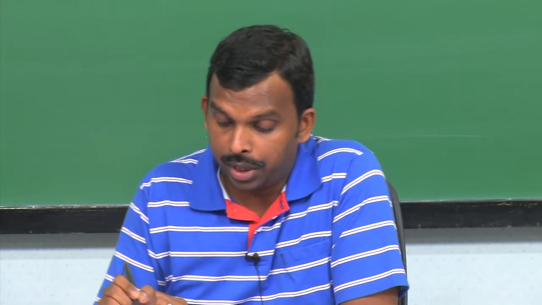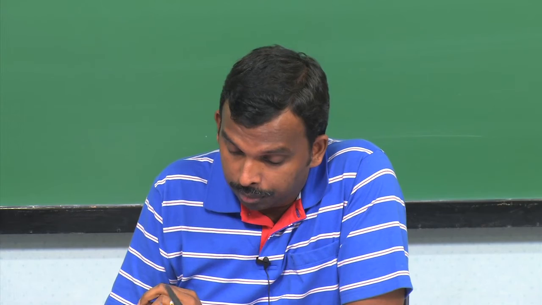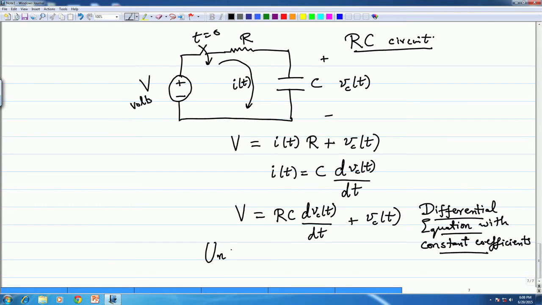In this differential equation, what is unknown? In any equation, there is an unknown which you try to solve. In this differential equation, the unknown is the voltage Vc of t, which, as I told you, is a function of t. So, you have one equation which involves an unknown Vc of t, which is a function of t, and you have to solve for it.